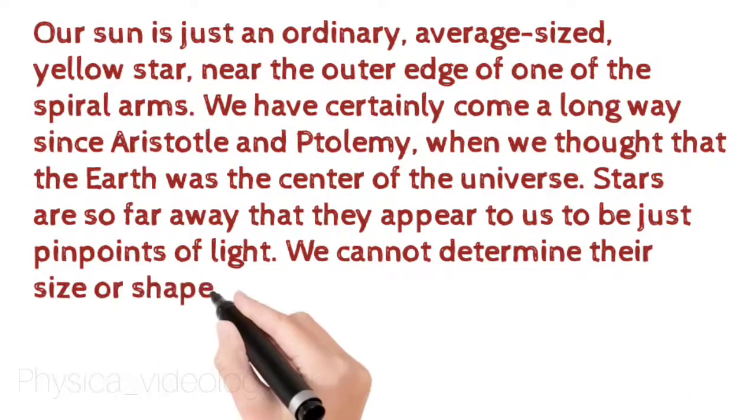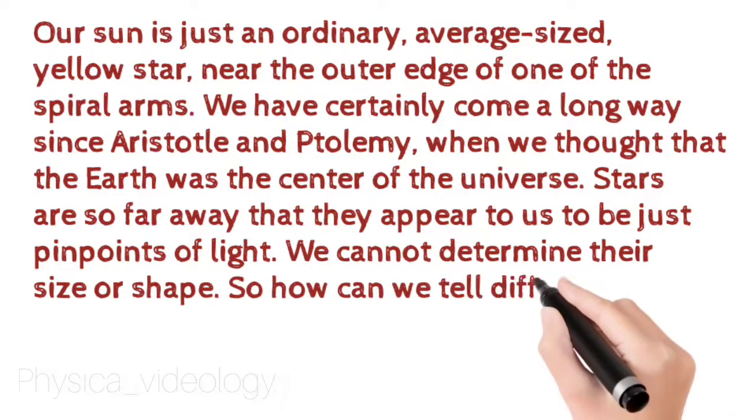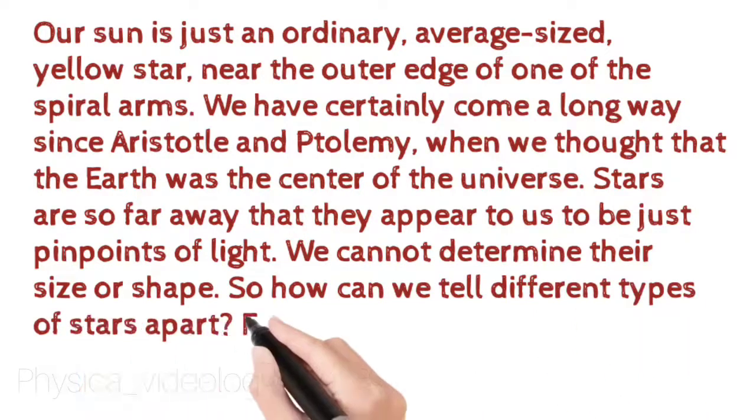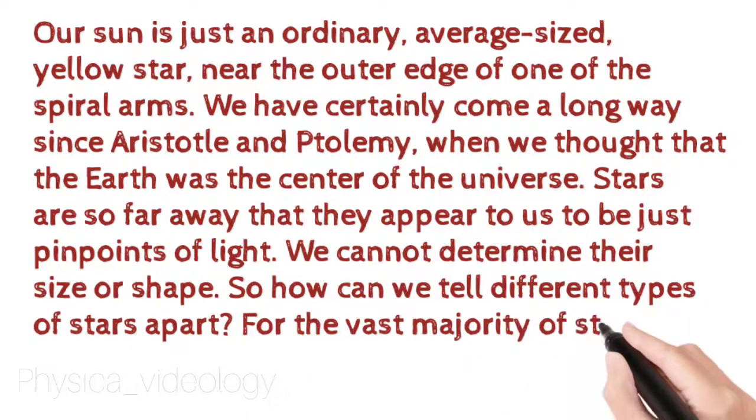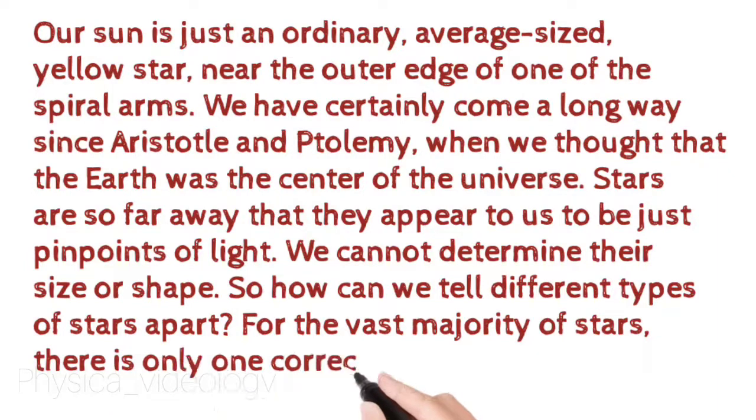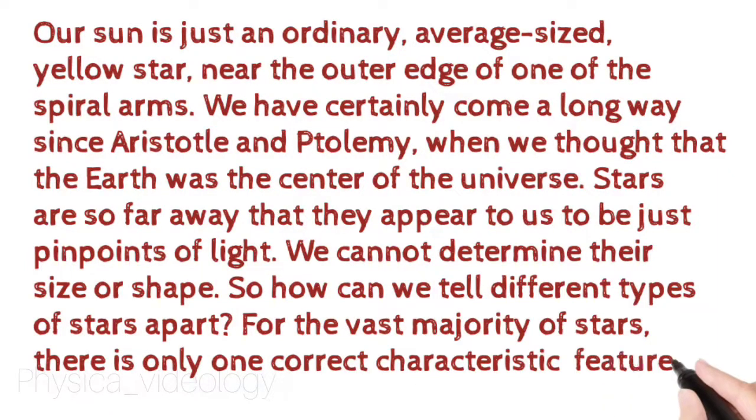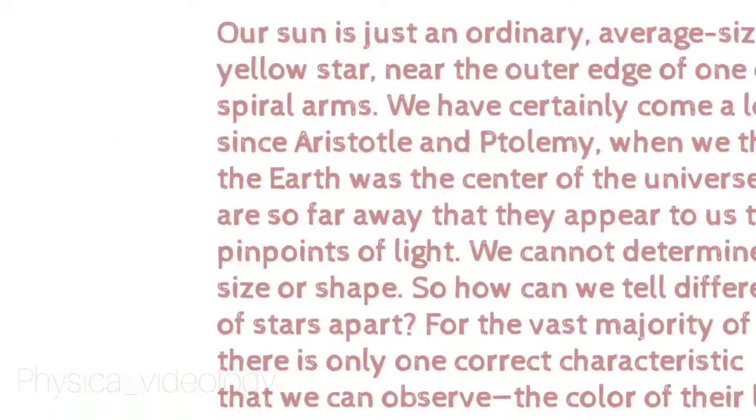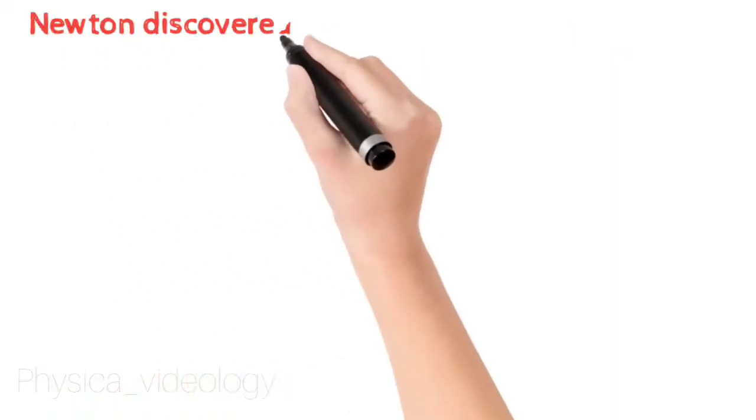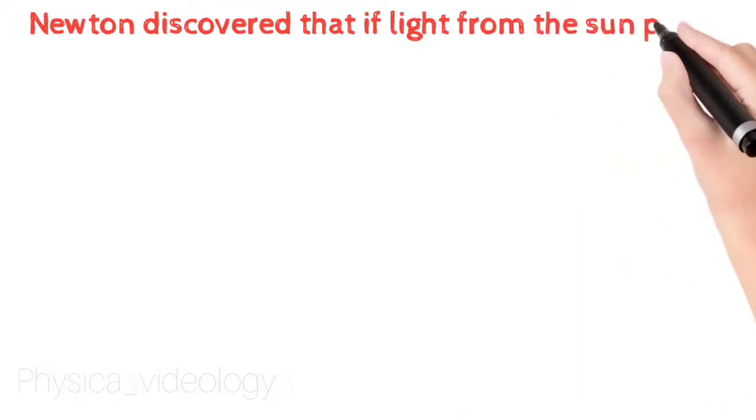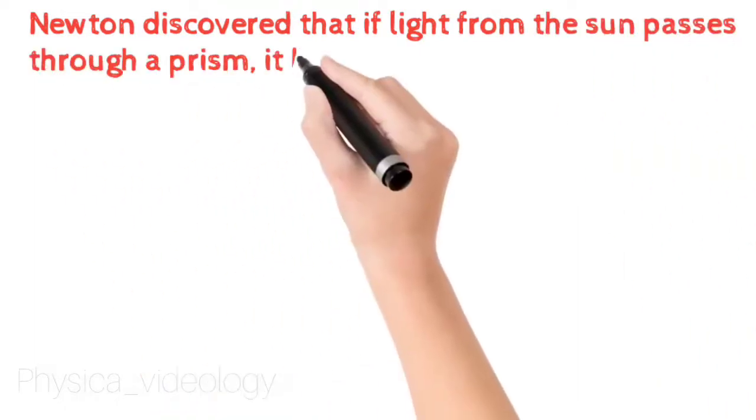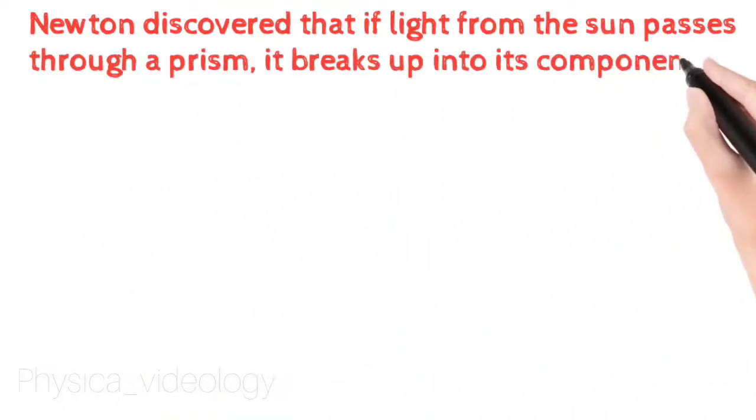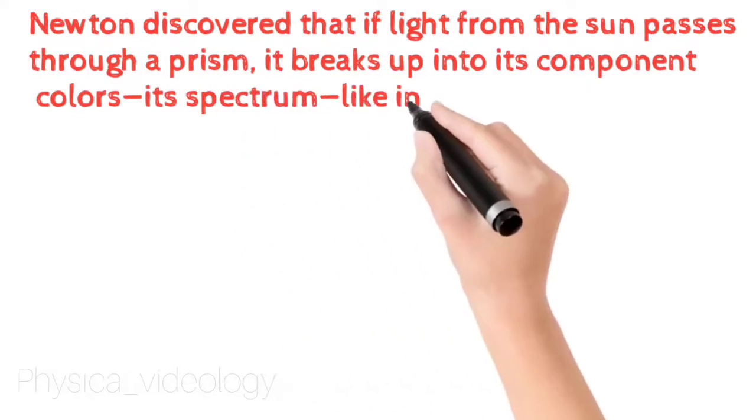So how can we tell different types of stars apart? For the vast majority of stars, there is only one correct characteristic feature that we can observe: the color of their light. Newton discovered that if light from the Sun passes through a prism, it breaks up into its component colors, its spectrum, like in a rainbow.